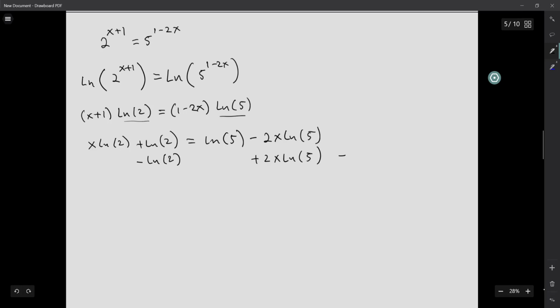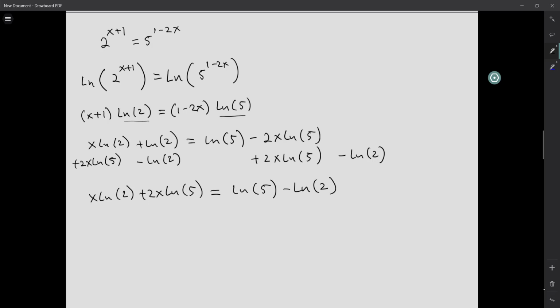Let's see, so over here I'm subtracting natural log of 2, and I need to make sure I'm adding 2x ln of 5 on the left. Yes. So now I have x ln of 2 plus 2x ln of 5. And then what's left over here? Ln of 5 minus ln of 2.